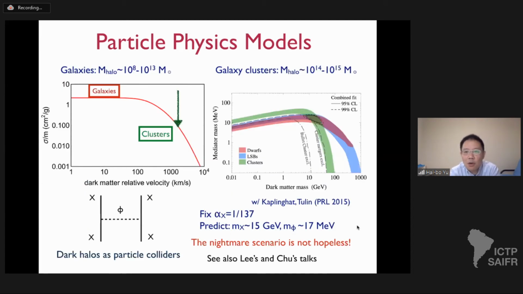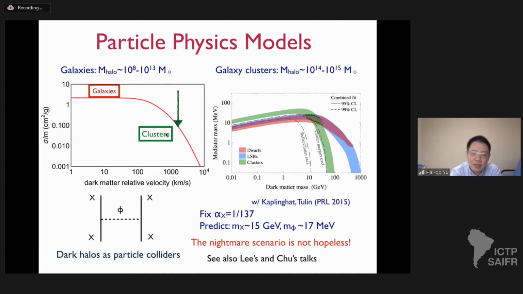All right, so what are the implications in terms of particle physics models? Well, there are 2 challenges. One is you have to have a large cross-section, as I said, which is close to the nuclear scale cross-section. And you also need to accommodate the velocity dependence. On a cluster scale, the cross-section really has to be small.